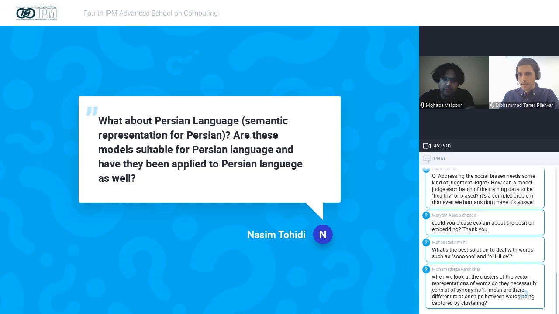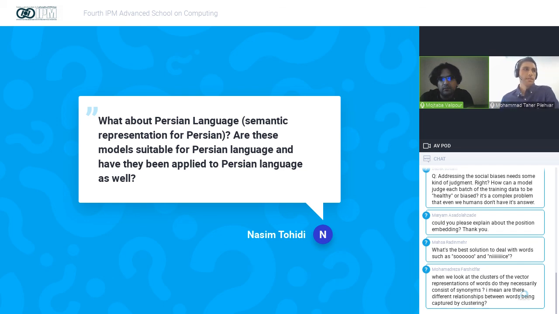Sure. For the next question, what about the Persian language? Semantic representation for Persian. Are these models suitable for the Persian language, and have they been applied to Persian as well? This is a question by Nasim Tohidi. And do you think that we are going to have a good representative data set at least for Farsi?